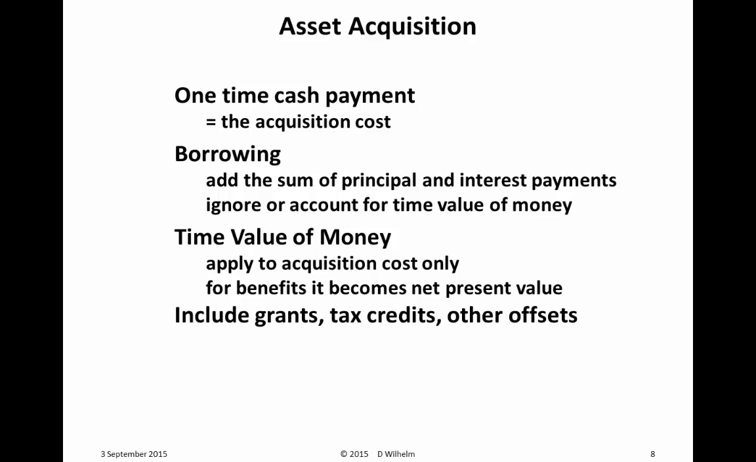The time value of money, only apply it to the acquisition cost, not the benefit cost. If we apply the time value of money to the benefits, there's nothing wrong with it, but then we're doing net present value, which is a little more involved than doing payback period analysis. Do include grants, tax credits, and any other offsets to the cost of the asset.